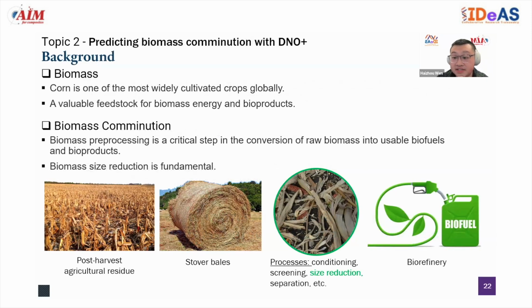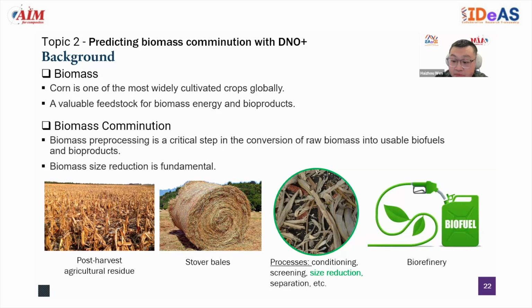So our second topic lies in something about biomass. Biomass is a key player in the development of sustainable energy and materials. Among various types of biomass, corn stands out as one of the most widely used crops in the world. Beyond its role in food production, corn and its byproducts are also very valuable, and sometimes they make very important resources in renewable solutions.